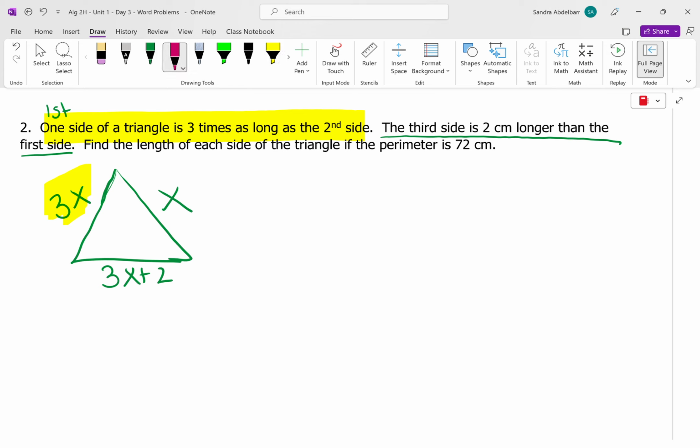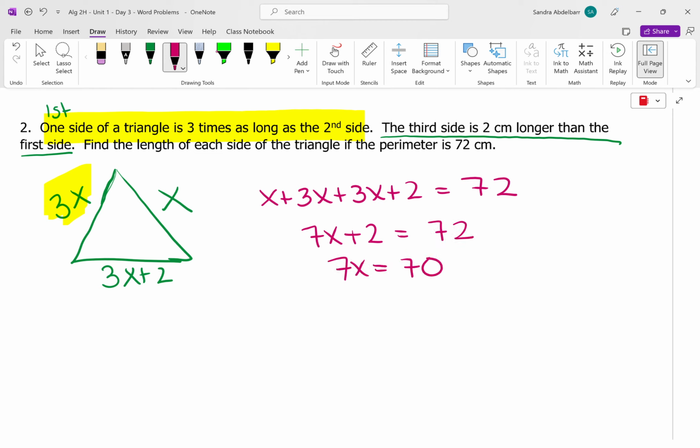Find the length of each side of the triangle if the perimeter is 72. Can somebody come up with an equation to solve for x? Alexandra. You got it. So we're going to have 7x plus 2 equals 72. 7x equals 70. X is equal to 10. So we have 10. Then we're going to have 30. And then 32.